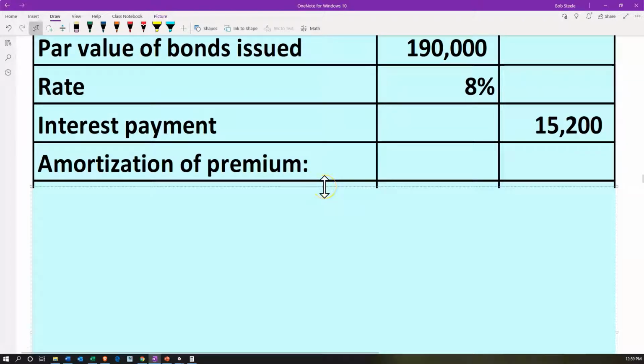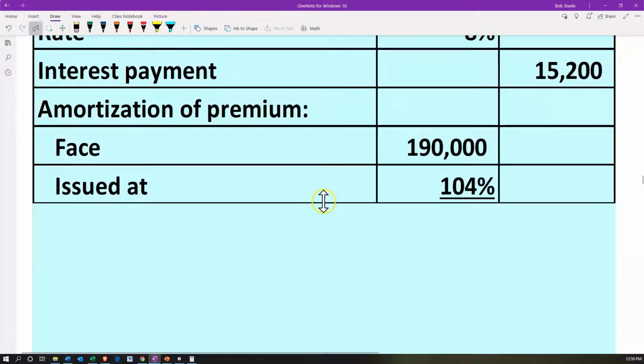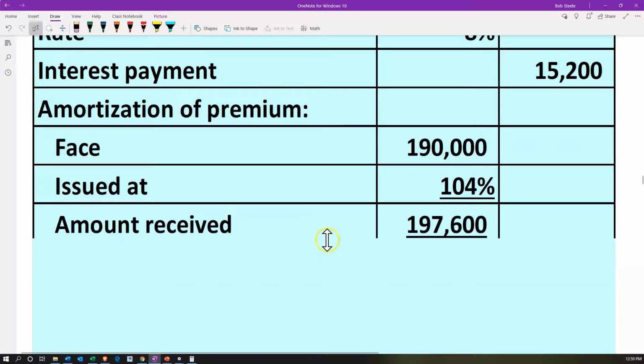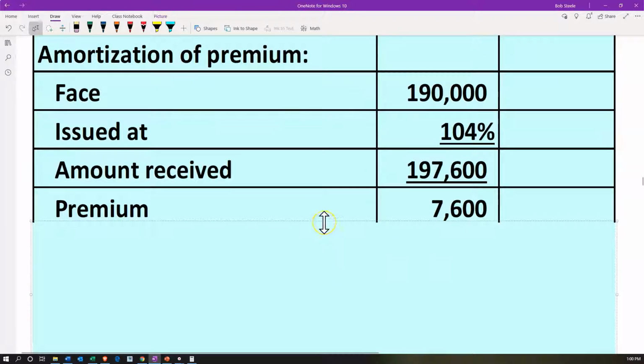Then we're going to look at the amortization of the premium. Because it was sold at a premium, we take the face amount of 190,000 times the issue price of 104%, or 1.04. That gives us 197,600. In other words, this is how much was received for the bonds' face amount of 190,000, the difference being the 7,600 over the face amount of the bonds. That, of course, is the premium.